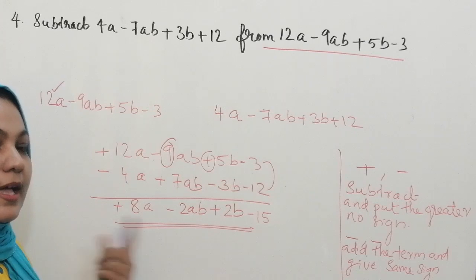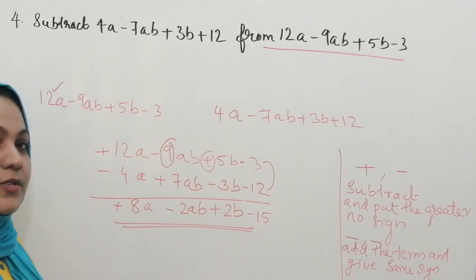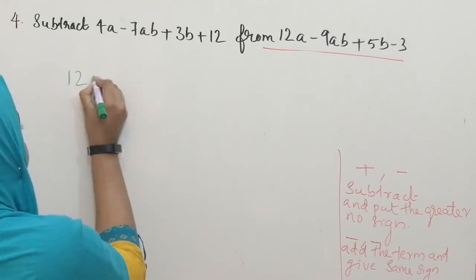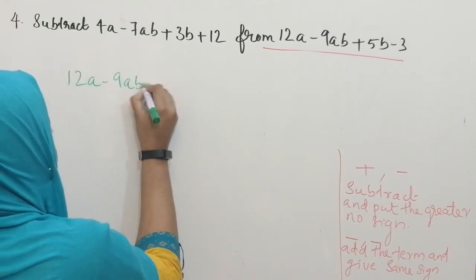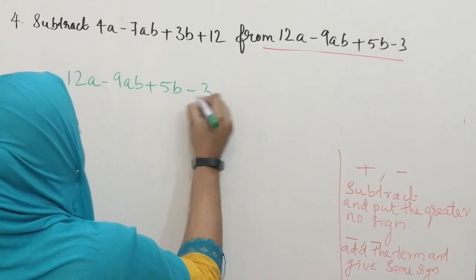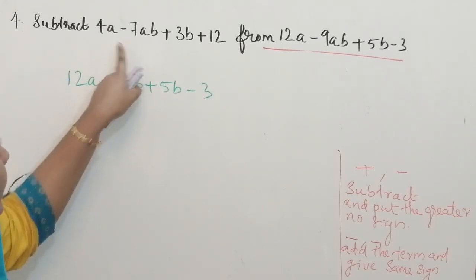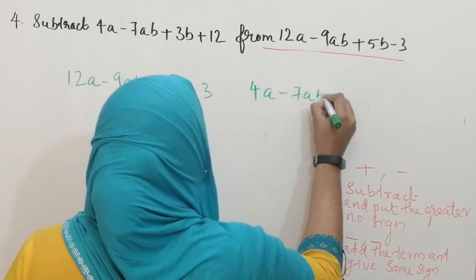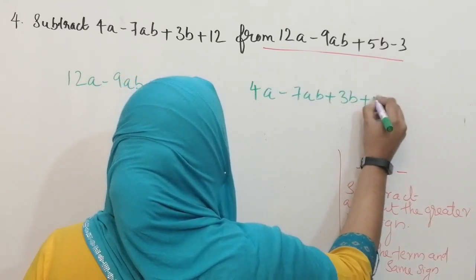So now we can do another way of solving this question. So which one is easy for you that you can take for solving this question? So 12a minus 9ab plus 5b minus 3. After that you can write this here. So 4a minus 7ab plus 3b plus 12.